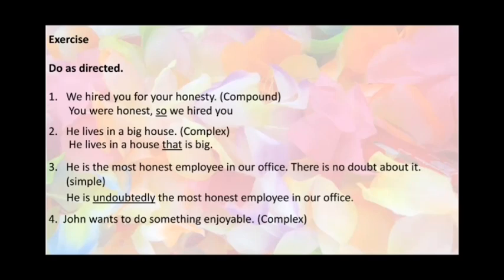Next sentence, John wants to do something enjoyable. This has to be changed into a complex sentence. Again, a subordinating conjunction is to be used. John wants to do something. This part of the sentence is similar. Now the second part changes, that is the dependent clause, that he can enjoy. Here that is the subordinating conjunction. John wants to do something that he can enjoy.